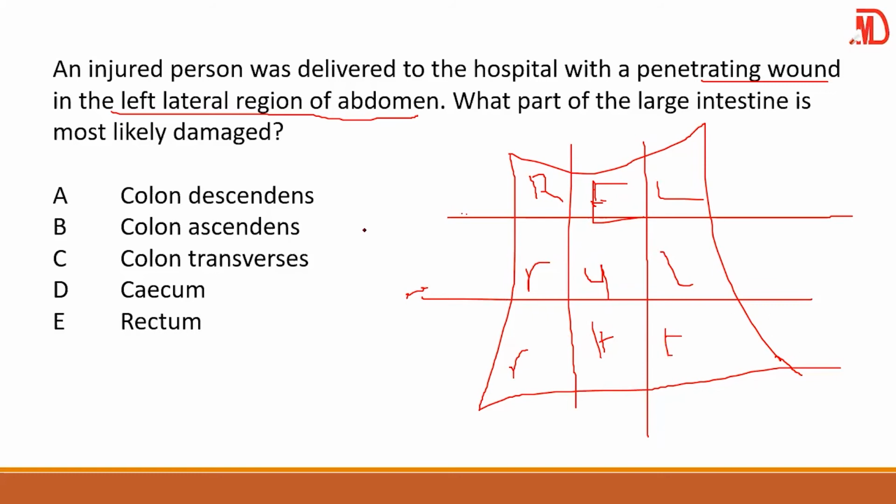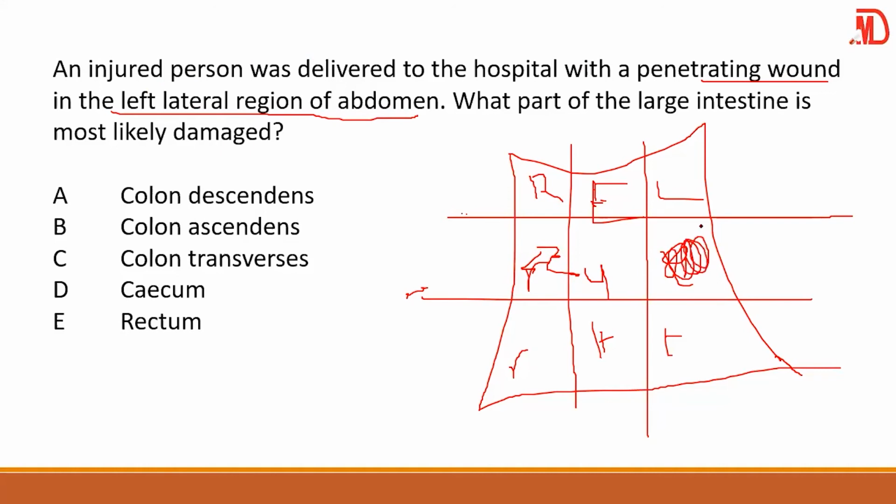And at every point, there are some organs over there. Now the question says there's a penetrating wound in the left lateral region of the abdomen. So we talk about the left lateral region. They're talking about this area. Sorry, they said left, so it is here. This is right, this is left. So this is the left area.